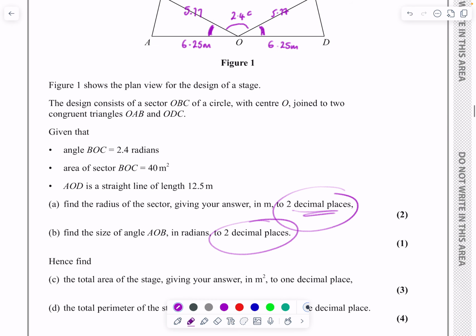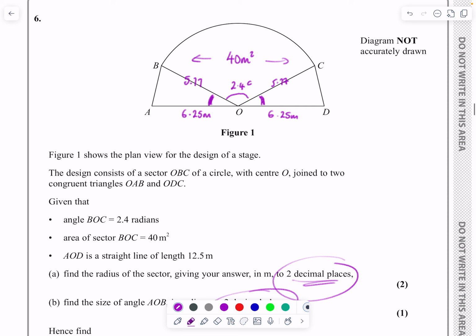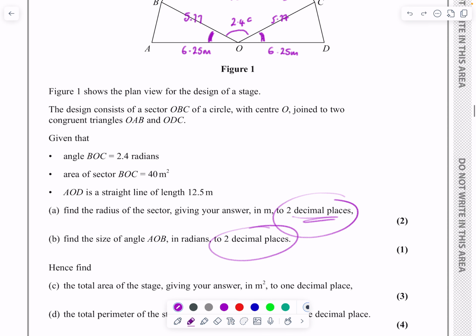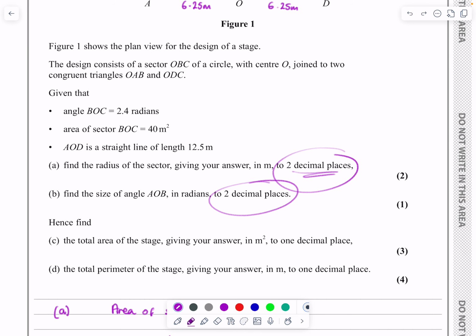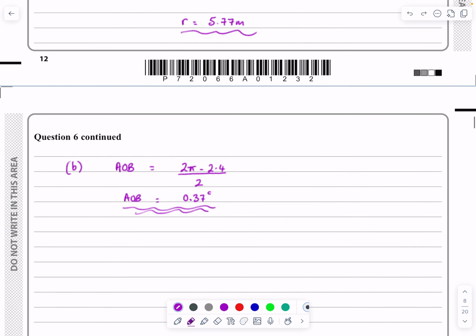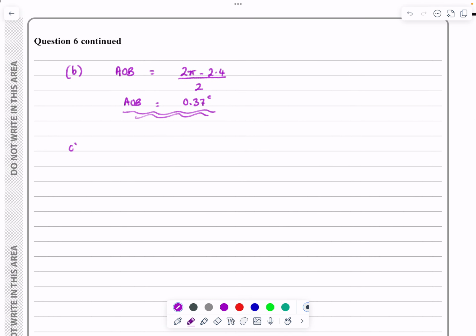Now for part C, it says find the total area of the stage. All of this thing is a stage here. Find the total area of the stage and give your answer this time to 1 decimal place. So let's just make it clear to the examiner how we're going to work that out. So C, the area of the stage is going to be the area of the sector, and then plus the area of the 2 triangles, plus area AOB.